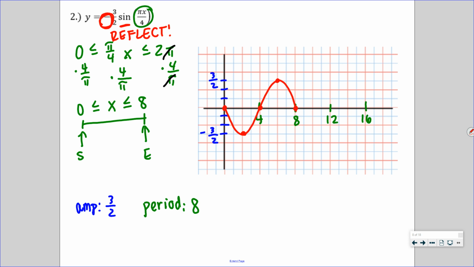Amplitude of 3 halves. Apply my reflection. Period of 8. One more. Repeat that pattern. And of course, arrows. Domain, all reals. Range, -3 halves to 3 halves. Good.